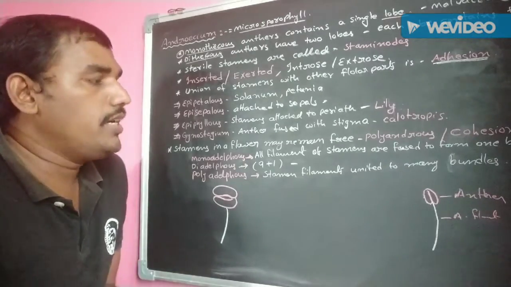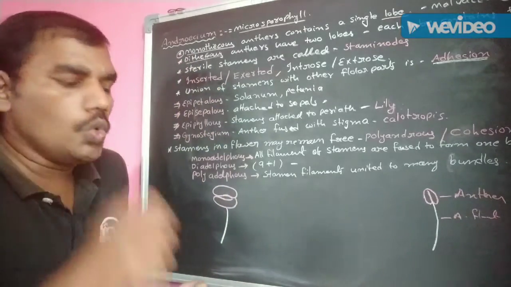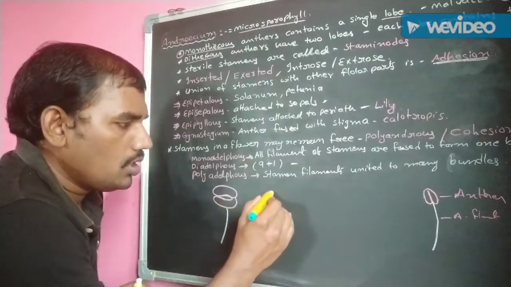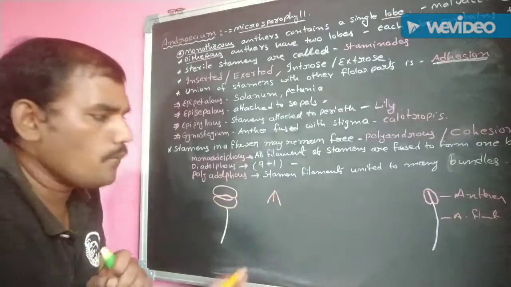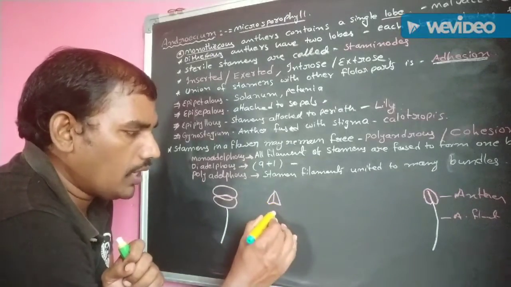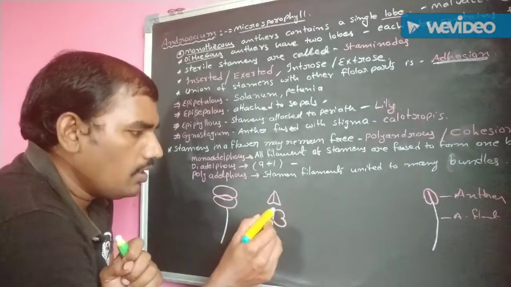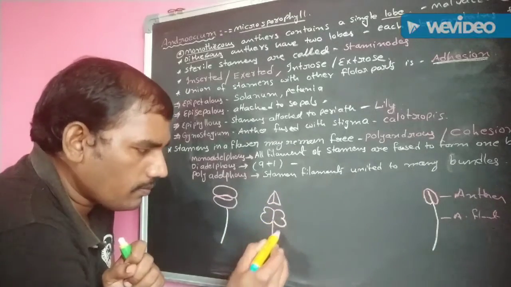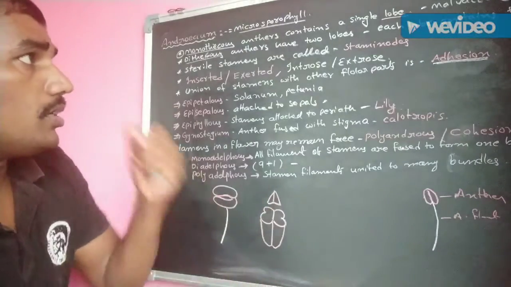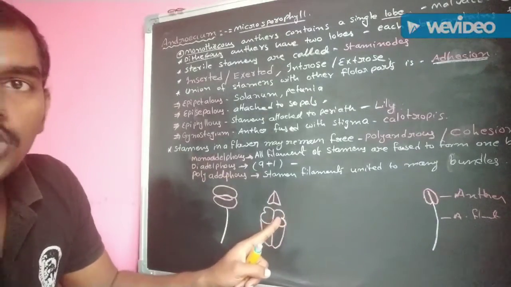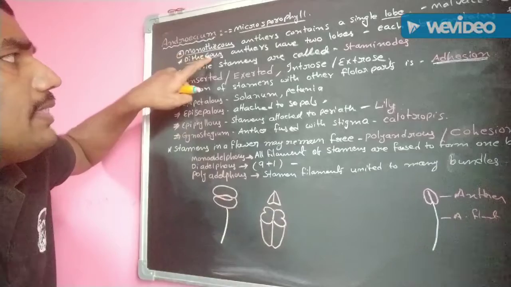Dithecous anthers. Di means two. In a dithecous anther there are two loops. Suppose this one is the dithecous anther: one loop and a second loop. If you cut this anther, it looks like two thecae, the first theca and the second theca. So anthers with two thecae are known as dithecous.